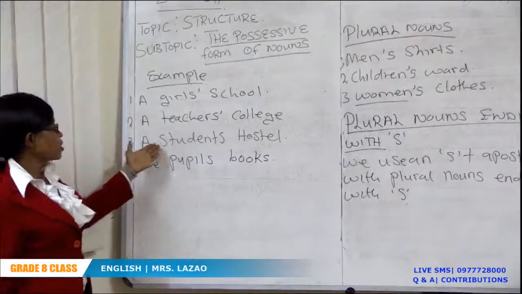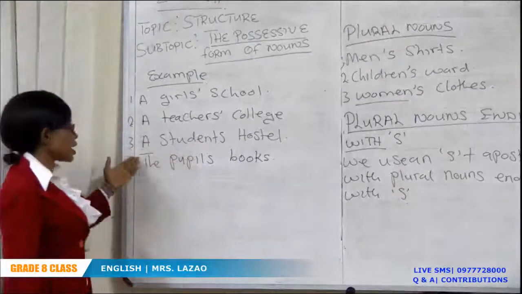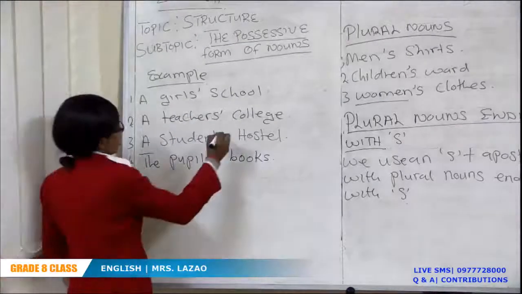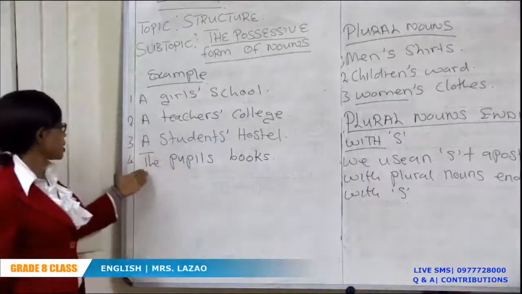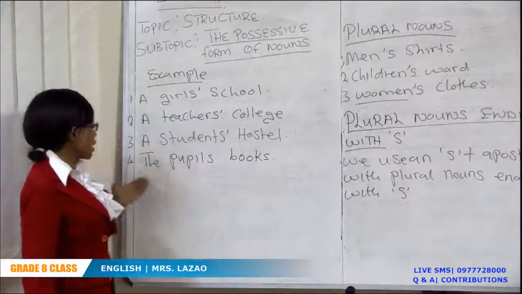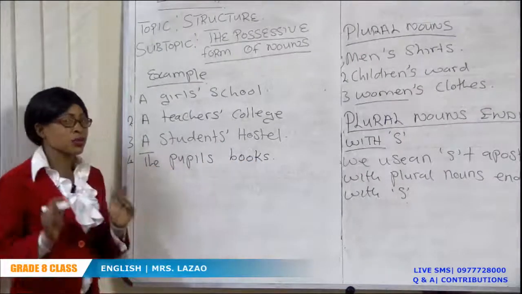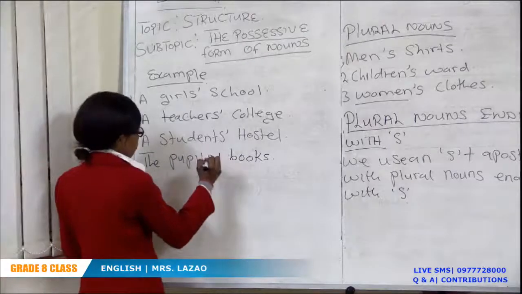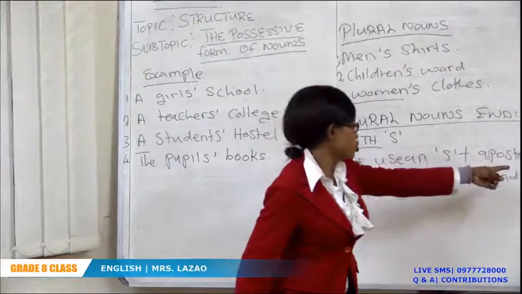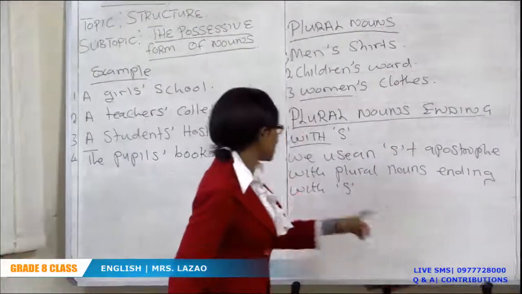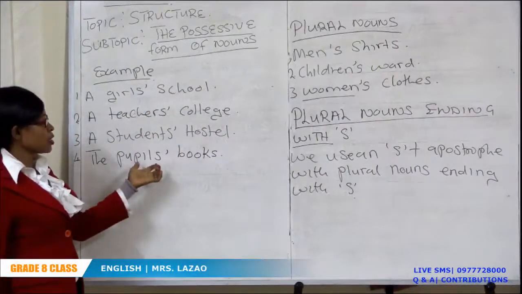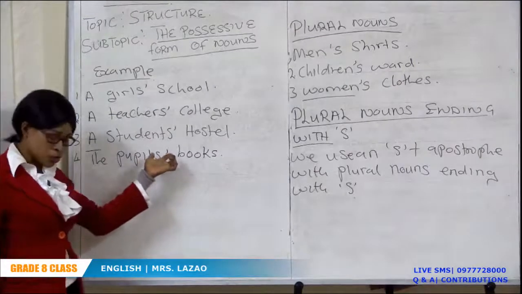The third one, a student's hostel. So instead of us adding another S, we just add an apostrophe. The last one, the pupils' books. Instead of us adding another S, we'll just add an apostrophe, because we use an S plus apostrophe with plural nouns ending with S. These are nouns ending with S, so S plus apostrophe.